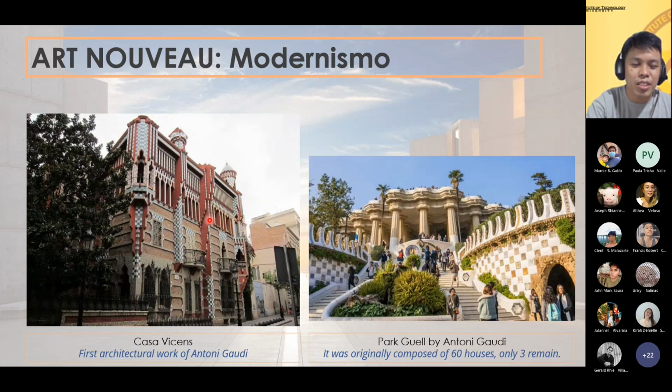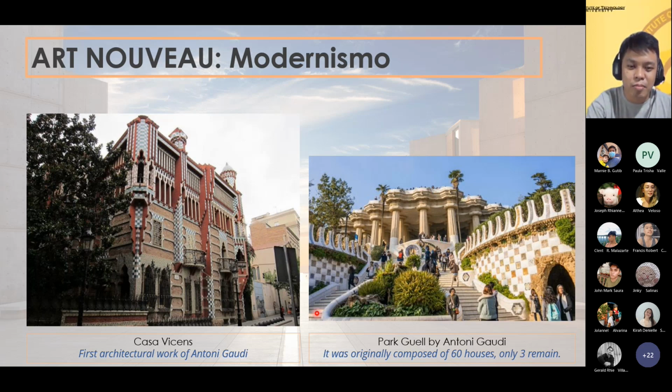So we have right here, actually this one, Casa Vicens, is actually the first work of Anthony Gaudi. If you would notice, it's kind of linear in terms of form. But later on, when Gaudi designed his spaces or his buildings, they were mostly curvilinear in terms of style. So this time around, his first building or first architectural work, you can still see the artwork or the art of Anthony Gaudi.